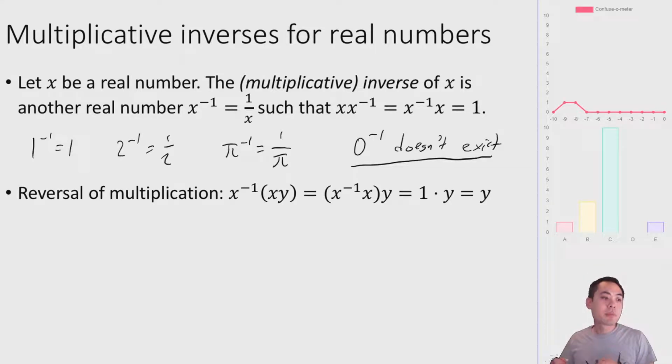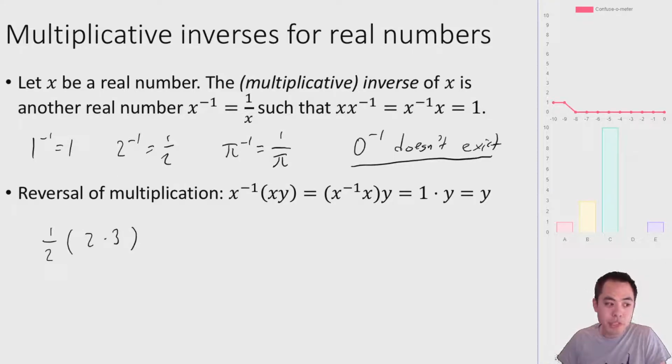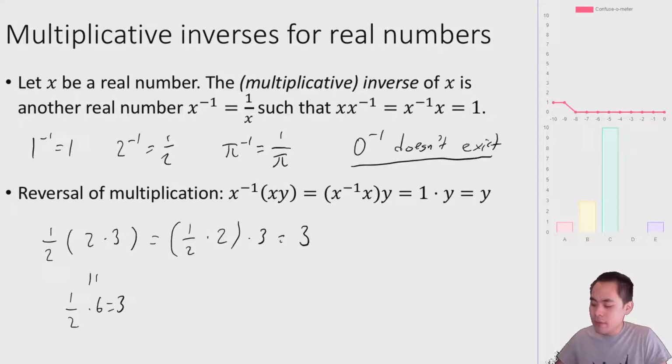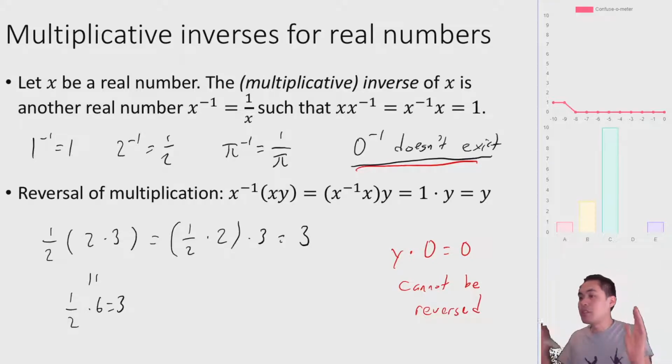Of course, we can use these numbers to reverse the multiplications, as we've been discussing. So if you take 1/2 of 2 times 3, that's reversing the operation of times 2. And the reason this works is because you can use the associative property, so that's 1/2 times 2 times 3, which is equal to 3. Or you can also think of this as 1/2 times 6 is equal to 3. But now, of course, for 0 it doesn't work. So anything times 0 is equal to 0 cannot be reversed. And so 0 doesn't have an inverse.